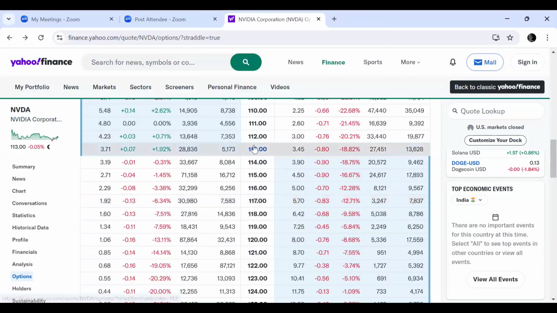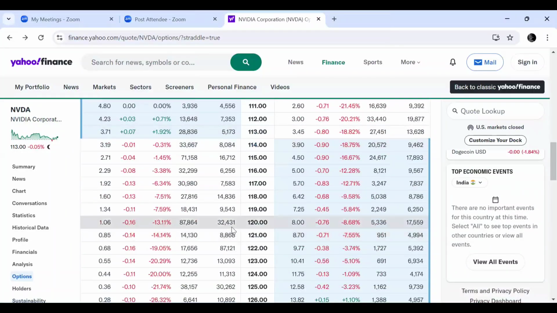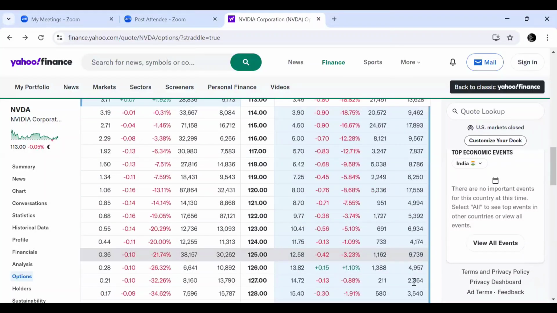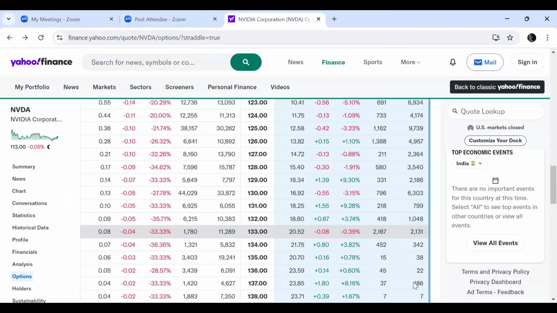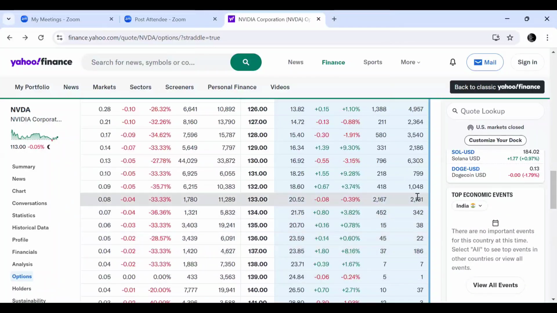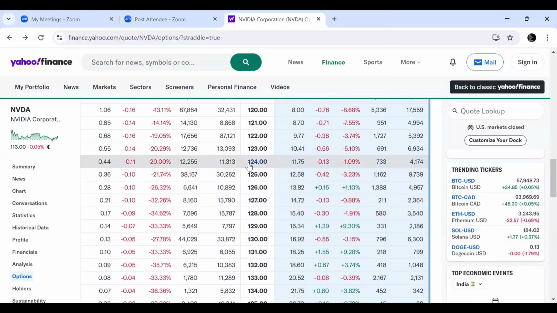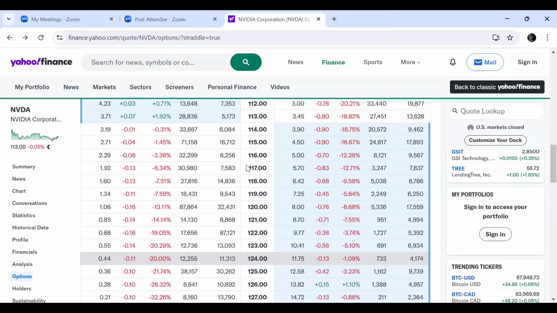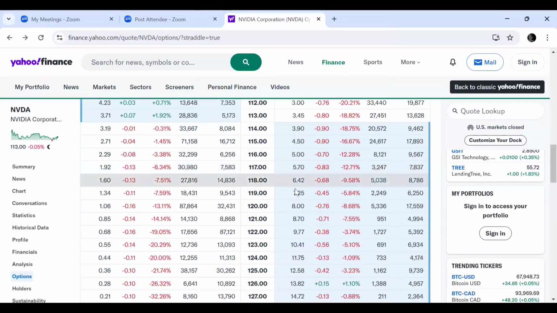Like here, you can see at $113. Here at $120 on the call side, I am seeing 32,000 contracts. Here I am seeing 87,000 contracts. Whereas on the put side, I am seeing fewer contracts, right? 9,000, 17,000, 8,000, 6,000, 17,000, 5,000. Anywhere here I am not seeing high contracts, very few, in the hundreds. So what it in turn indicates is Nvidia is showing bullish sentiment. Nvidia is not showing bearish sentiment.